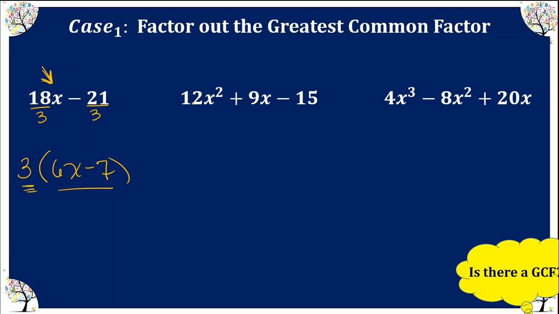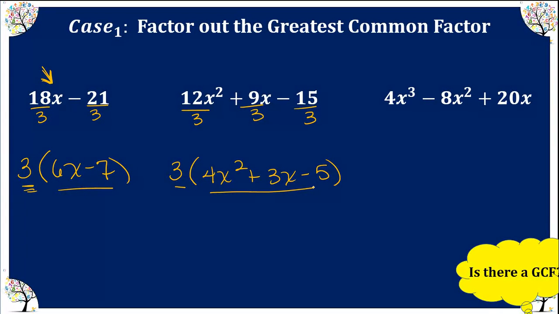In our next case, what can divide evenly into each of these three terms? I notice that 3 can divide into each of these terms. 3 is our GCF. 3 is one factor of this trinomial. The other factor is going to be 4x squared plus 3x minus 5. The two factors are 3 and 4x squared plus 3x minus 5. If I wanted to check myself, I could redistribute the 3 to each of these terms, and I should get back the original polynomial. You can always check yourself.